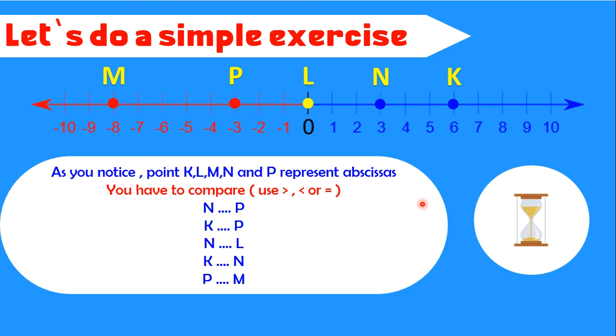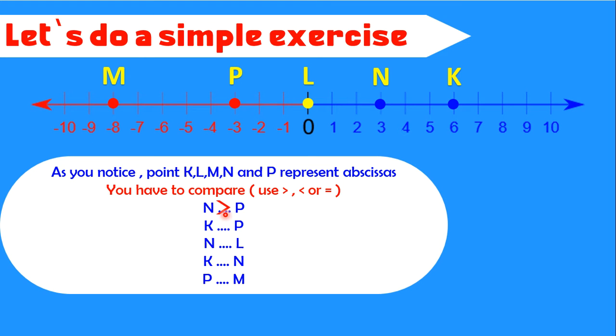Now, let's do it together. N is greater than P. Yes, because as we move to the right, N is greater than P. So, +3 is greater than -3. K is also greater than P because it is to the right of P. So, +6 is greater than -3. So, notice that every positive signed number is greater than every negative signed number.